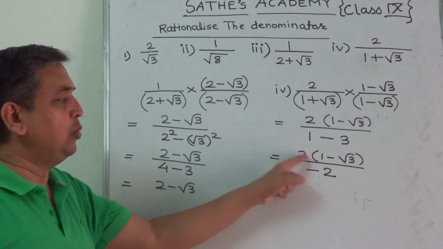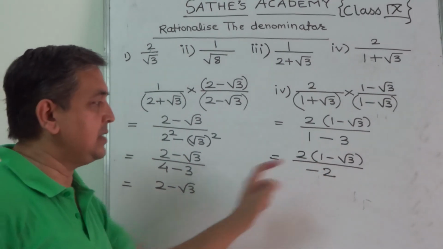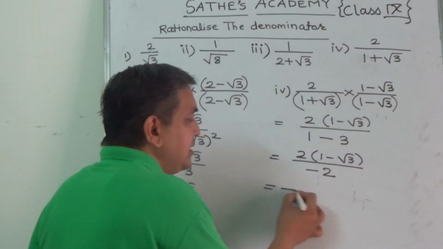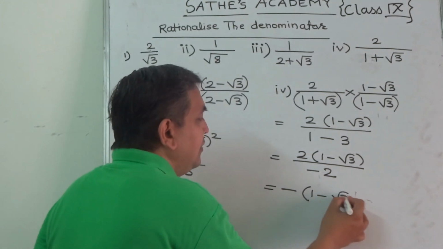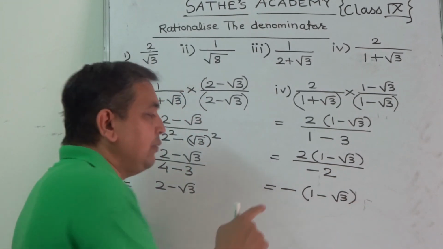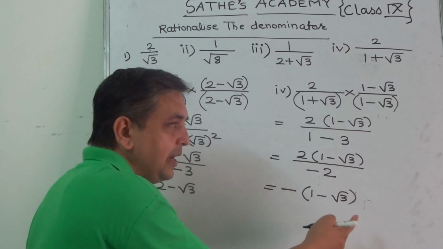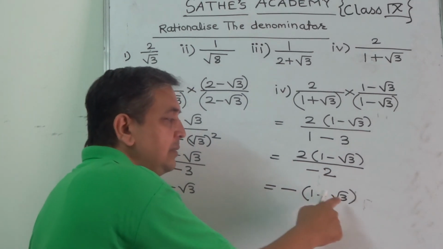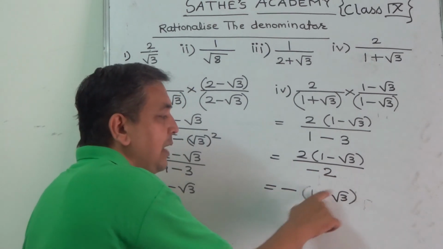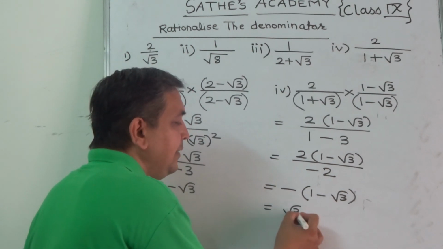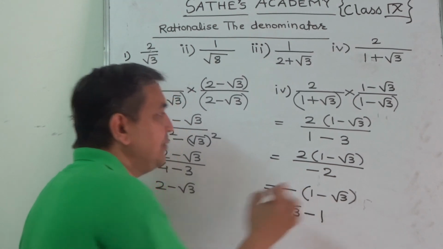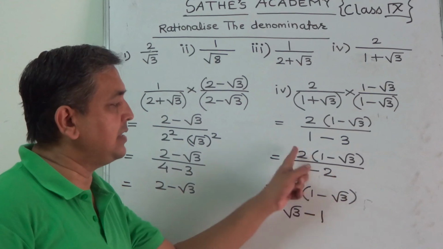Now this 2 can be cancelled and this minus sign remains. So we can write this as minus of 1 minus root 3, and if we take this minus sign inside the bracket, then the signs of these terms get changed. So minus root 3 becomes root 3 and this 1 becomes minus 1 and the denominator is cancelled here.